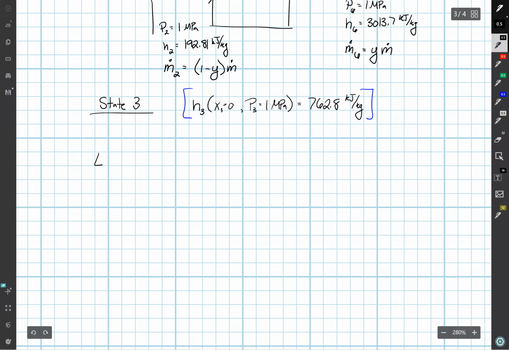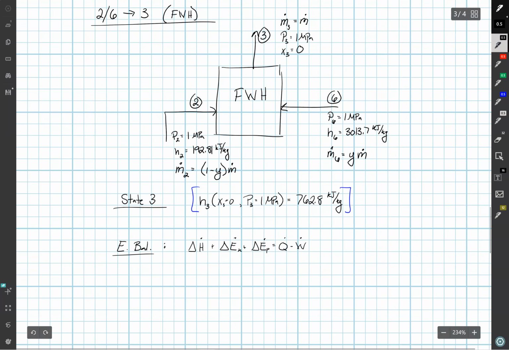So our energy balance here, I'll write out the whole thing and then we'll simplify it. Equals Q minus W. So we'll simplify this specifically for the feed water heater. So delta H, do we have things flowing in or flowing out? Yes, we do. Do we have big kinetic energy changes? Likely not. Do we have big potential energy changes? Again, likely not. Do we have heat exchange with the surroundings? Likely not. And do we have shaft work? Do we have moving mechanical parts? Also no. So our simplified energy balance is delta H is equal to 0.